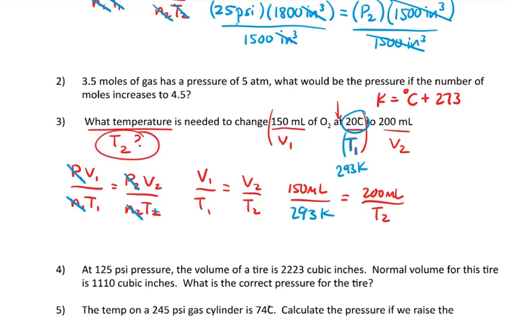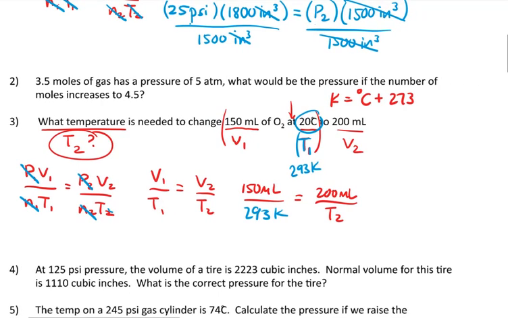Take a look at this. If I'm going to raise the volume of this gas, that means it's going to have to get bigger and expand. That means I'm going to have to heat it up. So the temperature I'm looking for is going to be something greater than 293. You want to have a sense in your head of what's a reasonable answer here. For the volume to go up, the temperature will have to go up, because that'll cause a gas to expand. If I do the cross multiplying and dividing here, I'll get that answer.